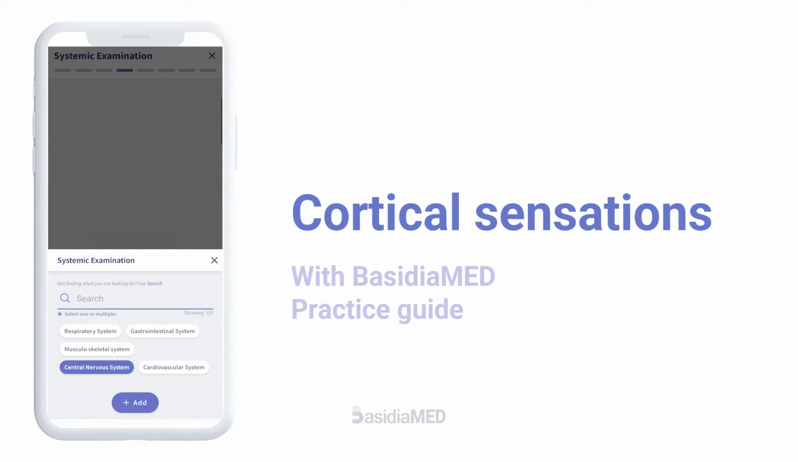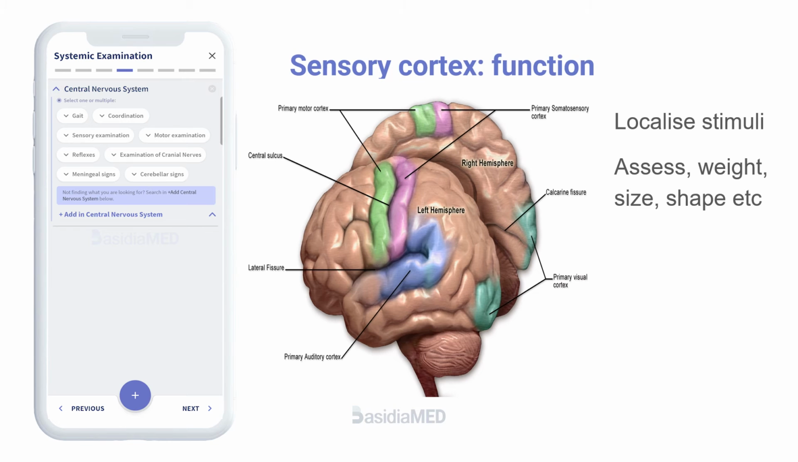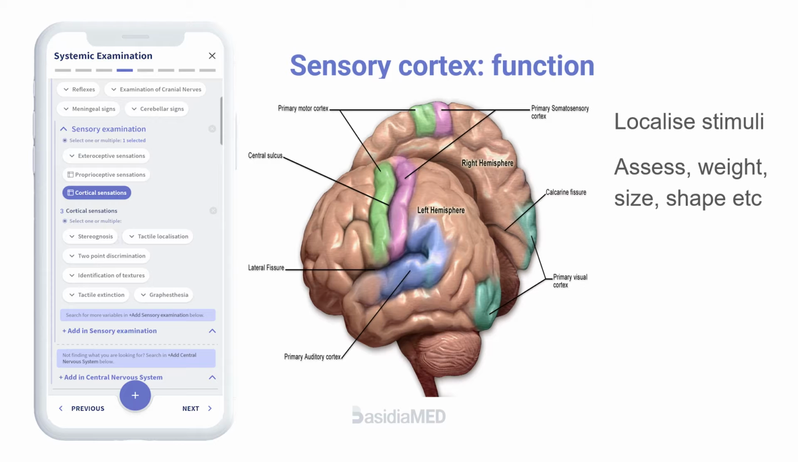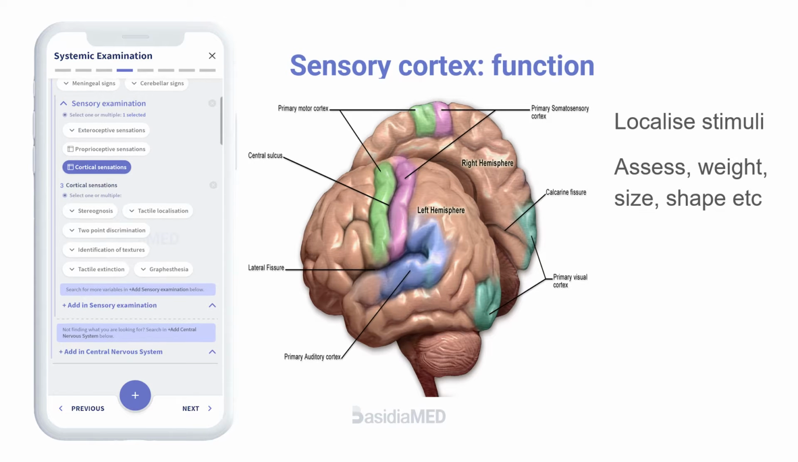Cortical sensations. The function of the sensory cortex is accurate localization of stimuli and assessment of shape, weight, size, and texture of objects. The somatosensory cortex receives tactile information, including sensations such as touch, pressure, temperature, and pain. This sensory information is carried to the spinal cord, brainstem, and thalamus. This information is then projected to the somatosensory cortex, which in turn processes the sensory information.